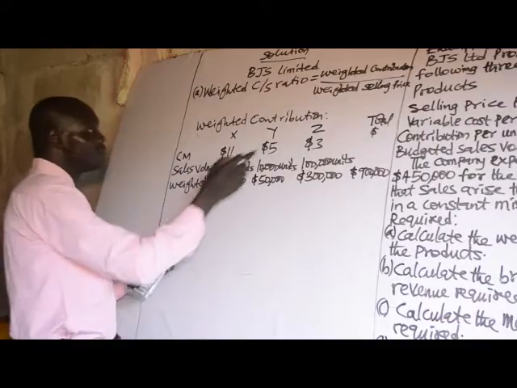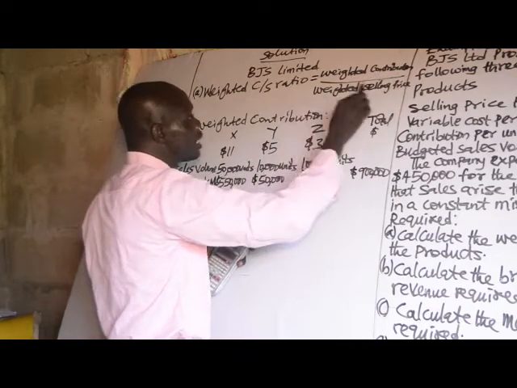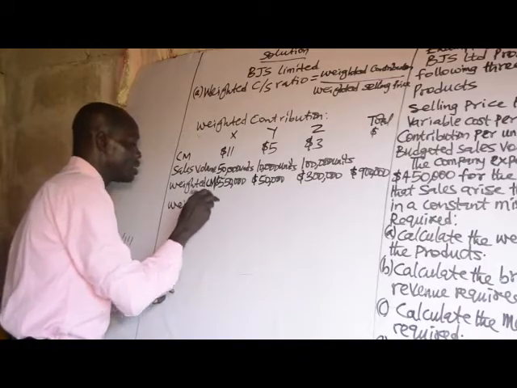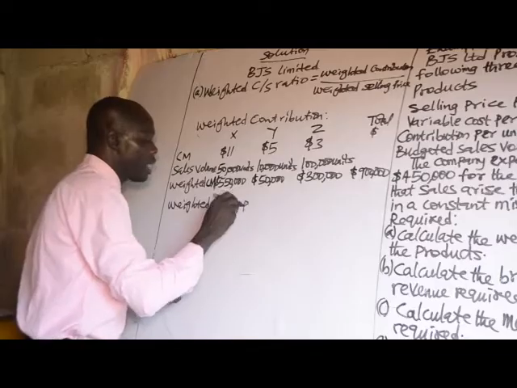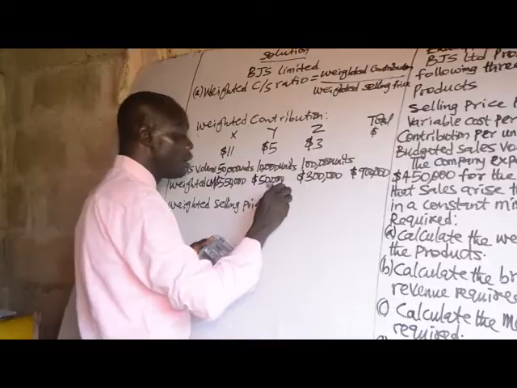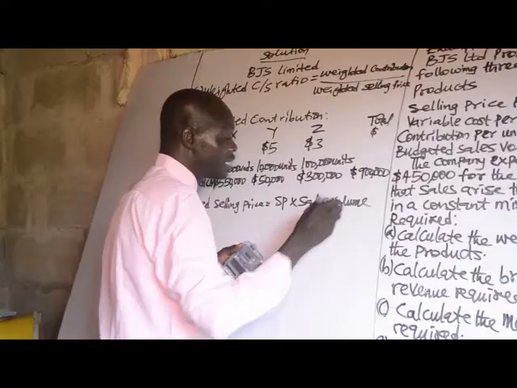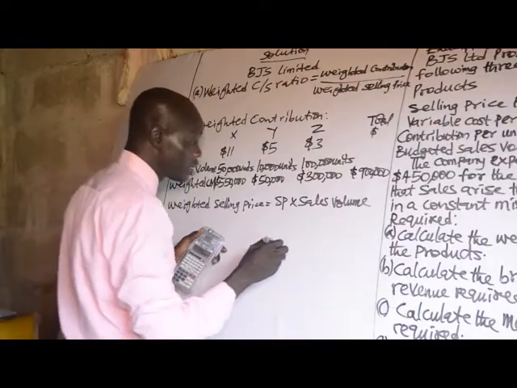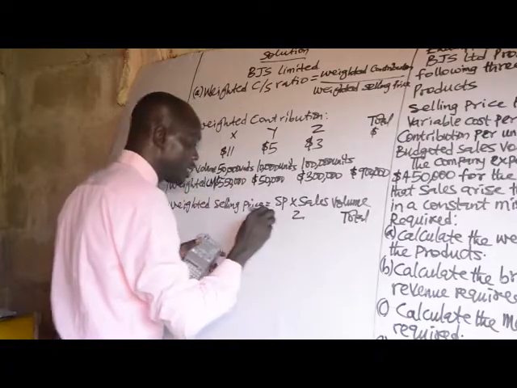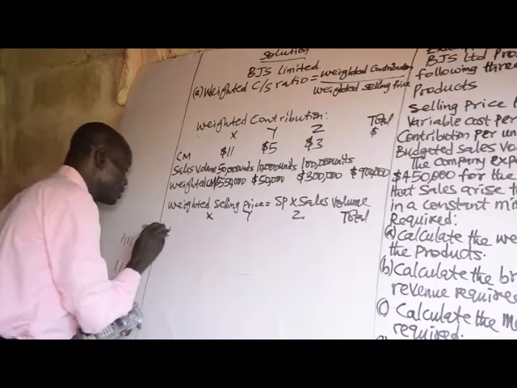We have got the numerator, weighted contribution. We also need the weighted selling price. To calculate the weighted selling price, you multiply the selling price per unit by the sales volume, selling price per unit times sales volume. And you have three products: let's have total, product Z, Y, X.